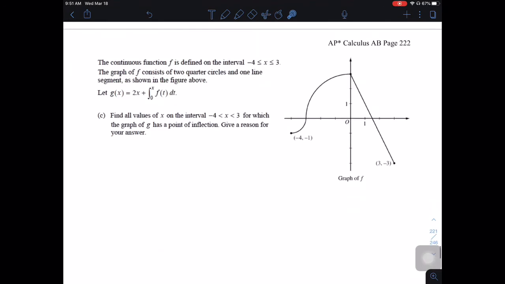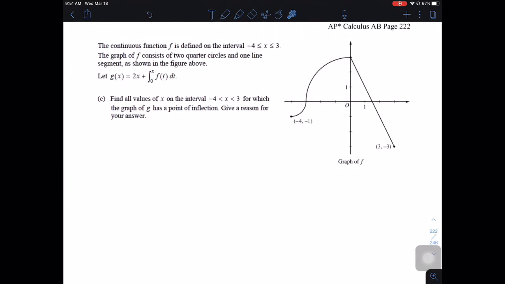Alrighty, we're not done. We got part C. Check out part C. So same function, part C. Find all values of x on the interval from -4 to 3 for which the graph has a point of inflection. Give a reason for your answer.